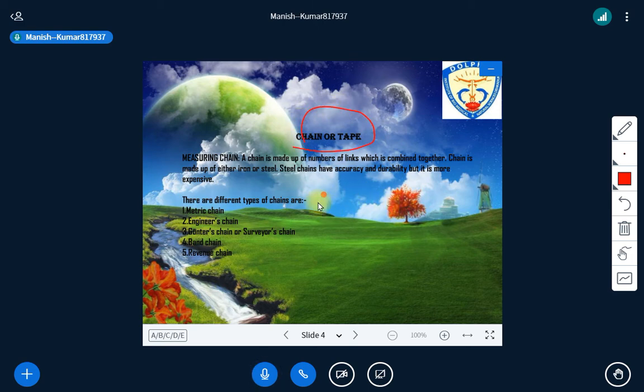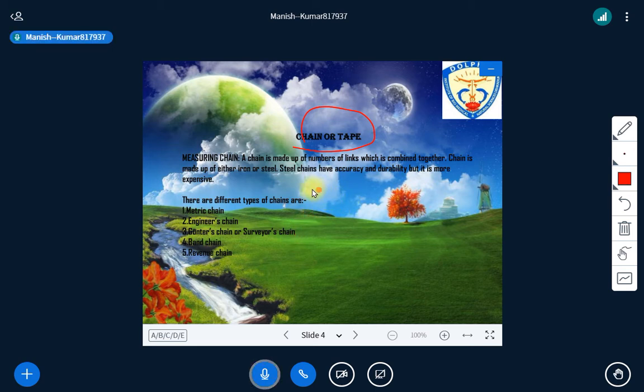So what is a chain? A chain is basically a number of links. I'll show you one image and then I'll explain everything there. It's just a simple definition: a number of links which are combined together. You people have seen several kinds of chain, right? It can be made of iron or steel, but generally you are supposed to witness an iron chain because a steel chain is a bit expensive, right?